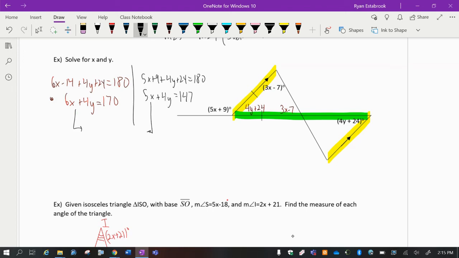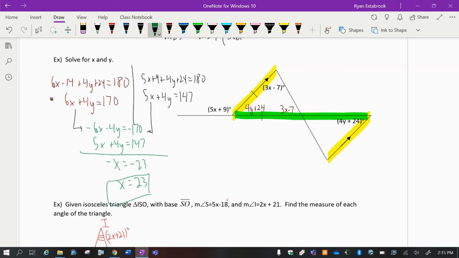Combining these two equations together now using some algebra skills, we multiply this red one by a negative 1, and the black one just the way it is, 5x plus 4y equals 147. Add them together, the y's cancel out. We get negative x is equal to negative 23, which means x equals positive 23.